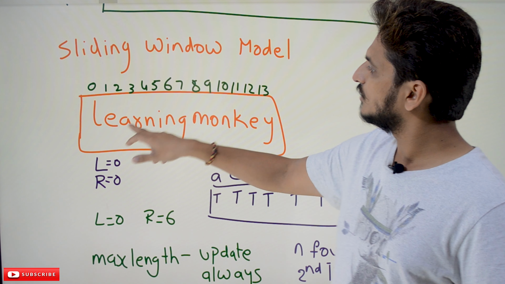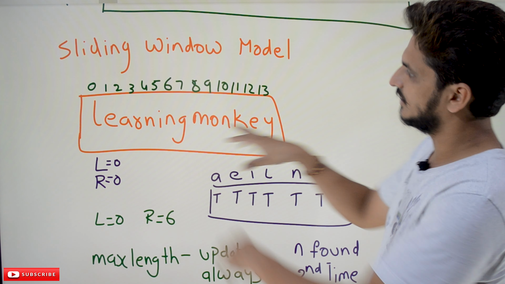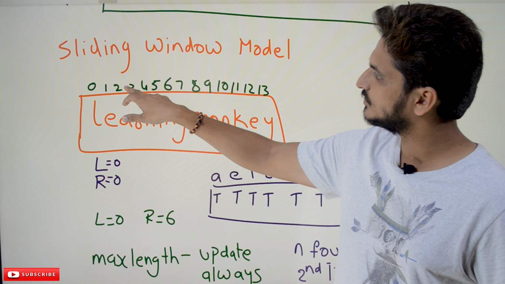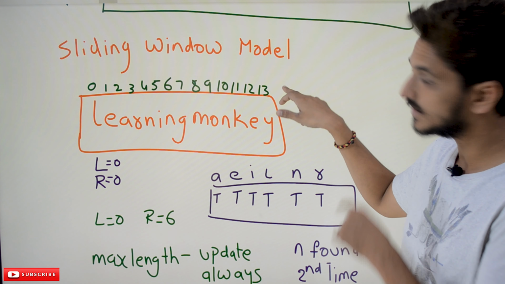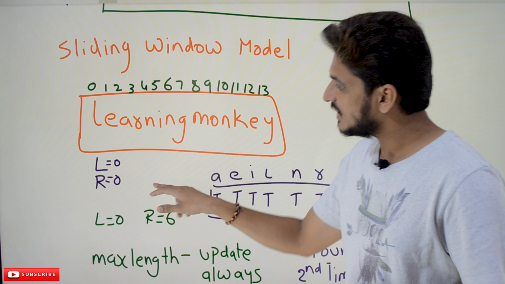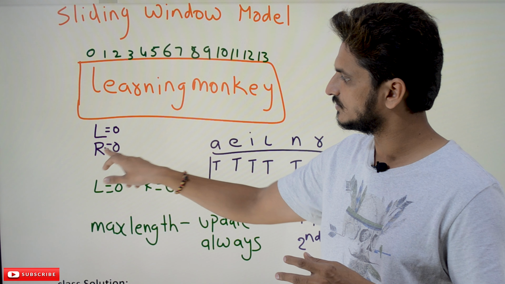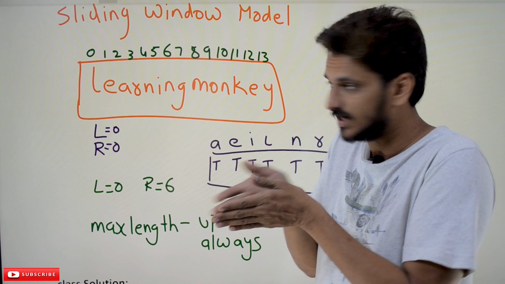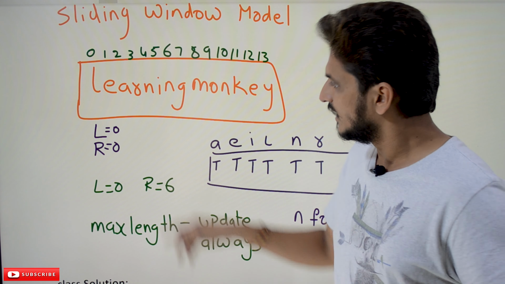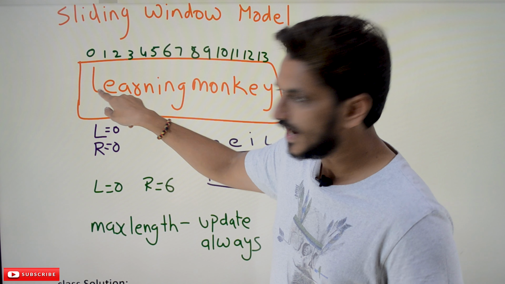So for Learningmonkey, if you place it in this string, this position is the 0th position, first position, second position, third position, and so on. Total 13 characters are there. Initially we are taking two variables, left and right. Left is equal to 0, right is equal to 0. We are starting at the 0th position. See, at the right position, L is there.